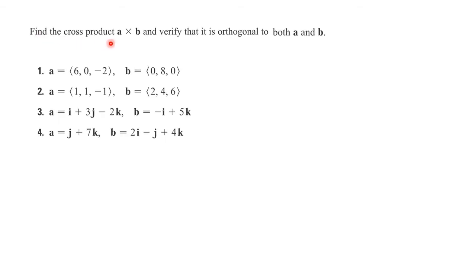Find the cross product A cross B and verify that it is orthogonal to both A and B. First find A cross B. To prove it is orthogonal to A and B, A cross B dot A should be 0, and A cross B dot B should be 0. Try these 4 questions yourselves.